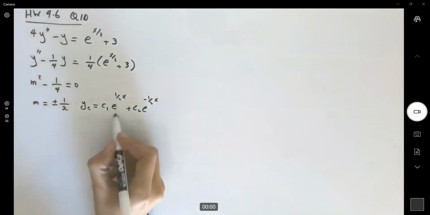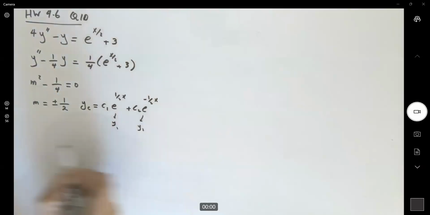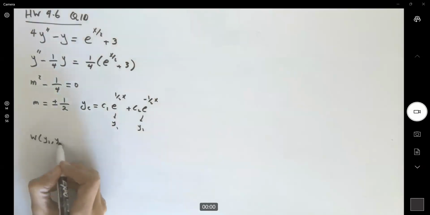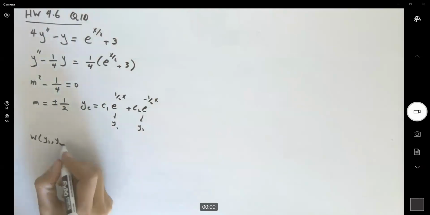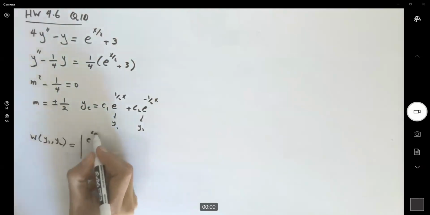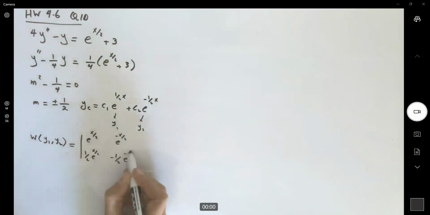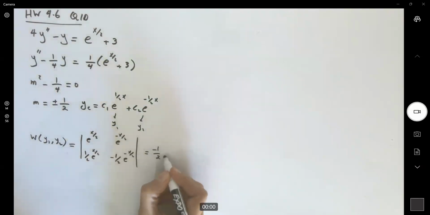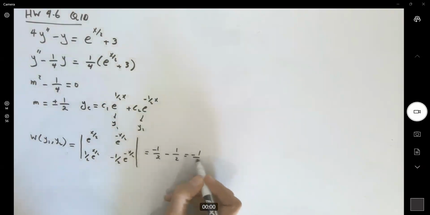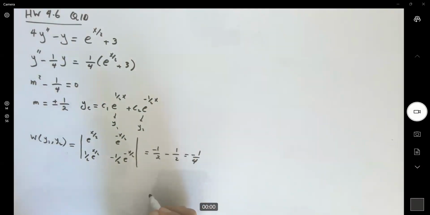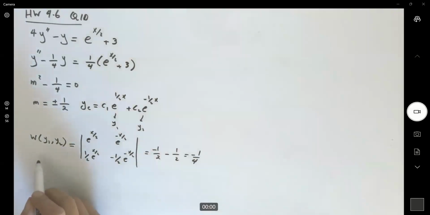Well, we have y1 and y2. Now we need to find the Wronskian. The Wronskian of y1 and y2 is the determinant. Here you have e to the power x over 2 and a half e to the power x over 2, and here you have e to the power negative x over 2 and its derivative, negative a half e to the power negative x over 2. The multiplication gives negative a half minus a half, which is negative a fourth. Now that we're done with the Wronskian, we need to find u1 and u2.